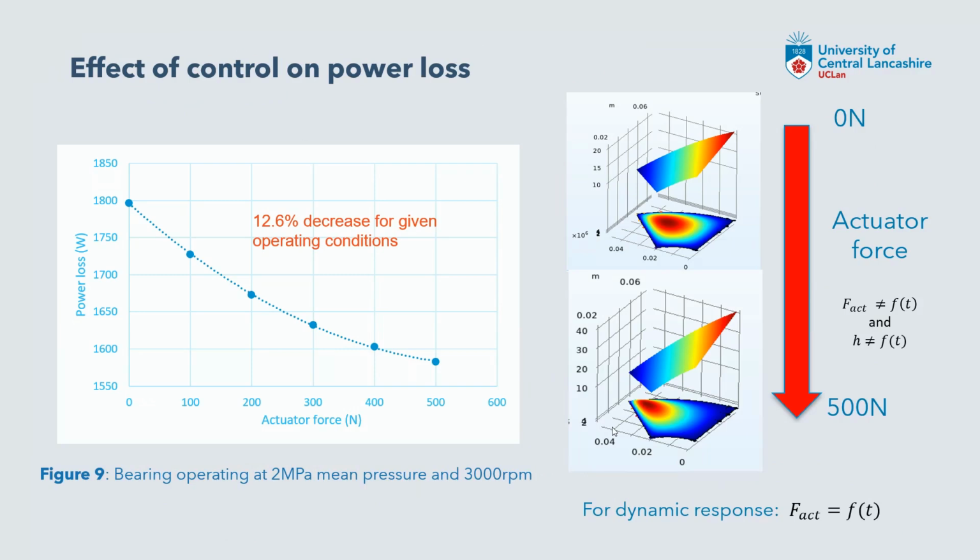So within a control system, monitoring the minimum film thickness, monitoring the film thickness in the contact, monitoring the power loss, you can change the optimization goal during operation and actuate and effectively tilt the pad using control. For dynamic response, it would be looking at the actuator force in time and changing the angular acceleration of the pad to control film forces and maybe negate some vibrations in the system.